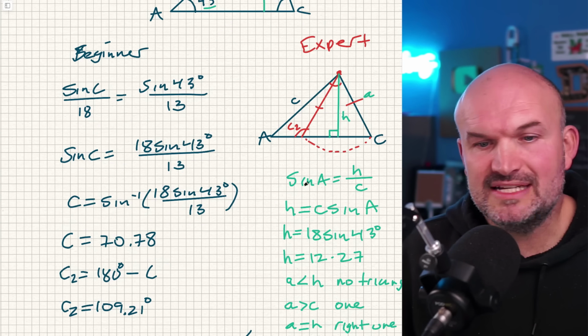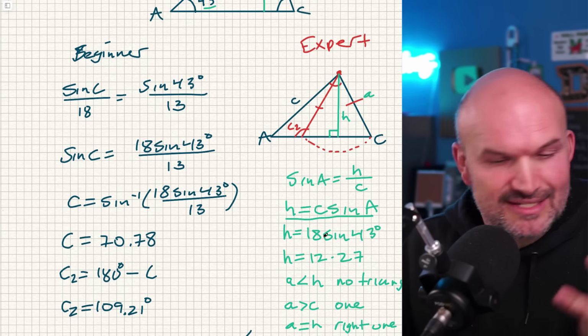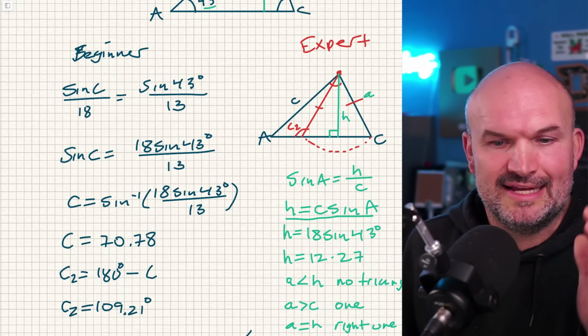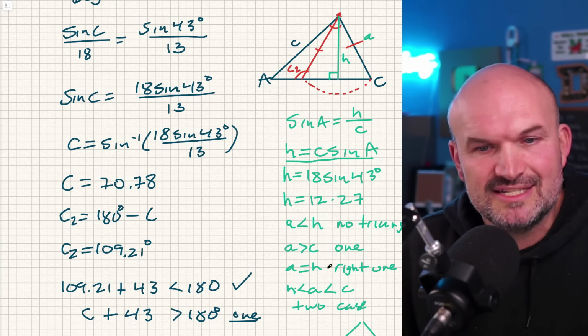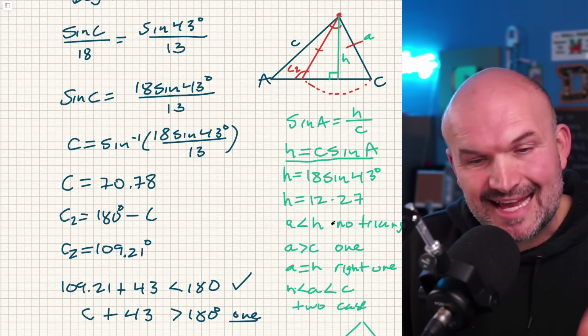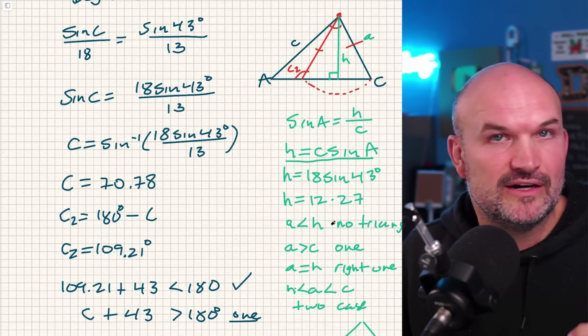So ladies and gentlemen, all it takes for this expert level is just to find this. And then, yes, it takes a little bit of understanding, and sometimes you might get this mixed up, but I'm telling you, through some practice, this isn't that hard to remember. And then you can determine, is it one, two, or no triangles very, very quickly.